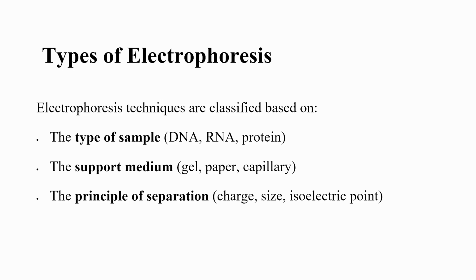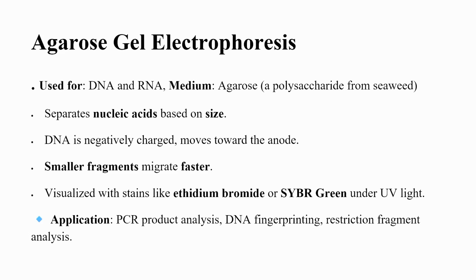So, types of electrophoresis. Electrophoresis techniques are classified based on types of sample, that is DNA, RNA and protein, and support medium like gel, paper or capillary electrophoresis, and the principle of separation, be it charge, size or isoelectric point. So starting off with agarose gel electrophoresis, it is used for DNA and RNA.